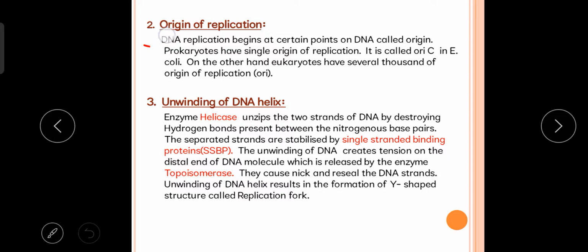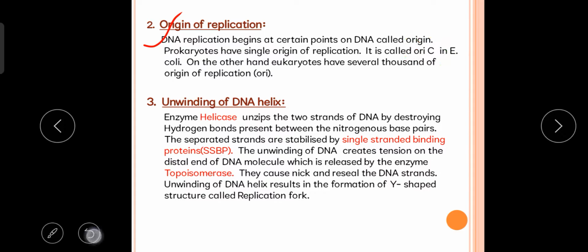The next point is the origin of replication. That means we always need one specific point from which the replication process will begin, and that specific point is called the replication origin or origin of replication. In prokaryotic DNA, remember, only one origin of replication is present. That means the DNA replication begins from only one specific point. And in E. coli bacteria, this specific point is called the OriC.